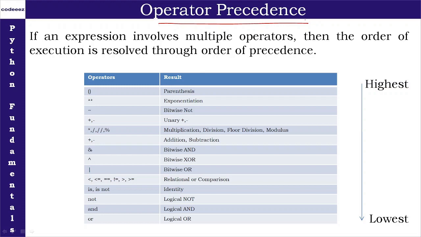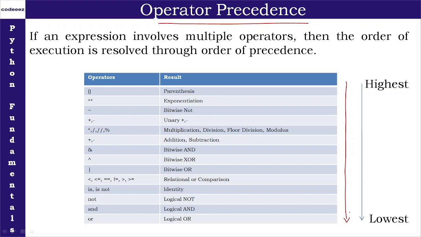The same is the case here. We are having multiple operators in Python. So this is the table in front of you, which is showing which operator is having the higher precedence and which operator is having the lowest precedence. See, this is the list, right? So if multiple operators are present in a Python expression, then this will be the order of execution, right?